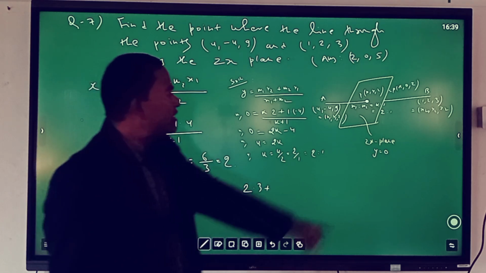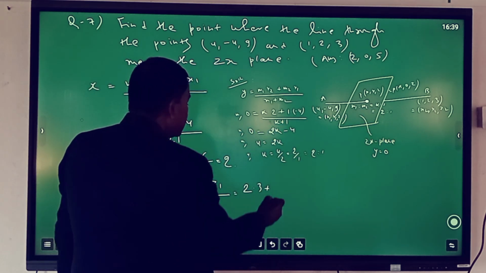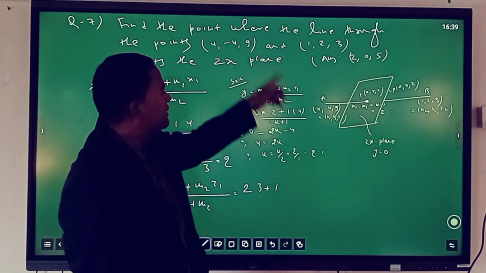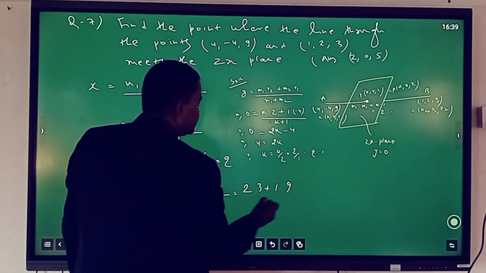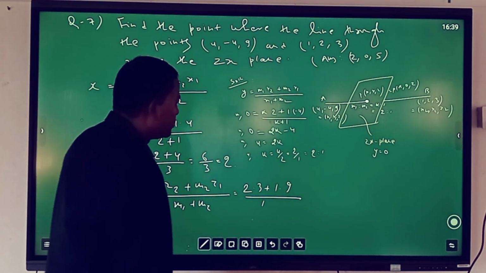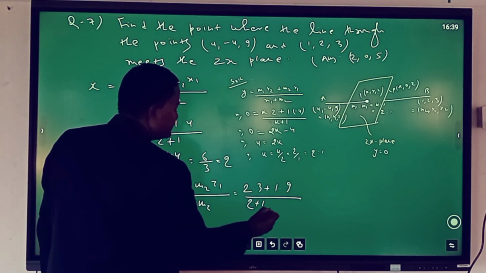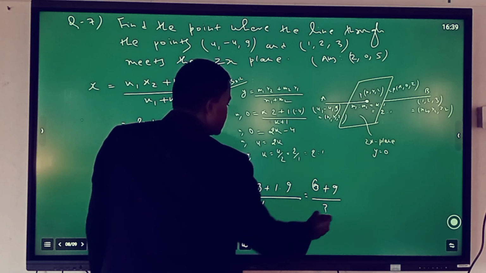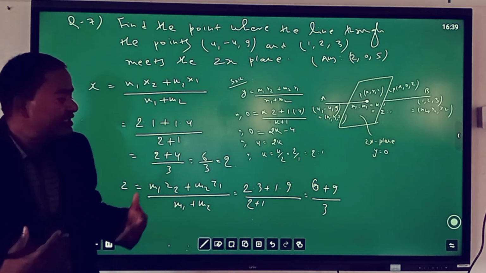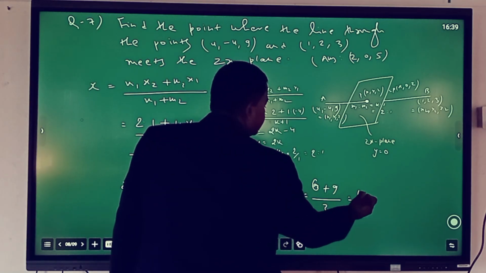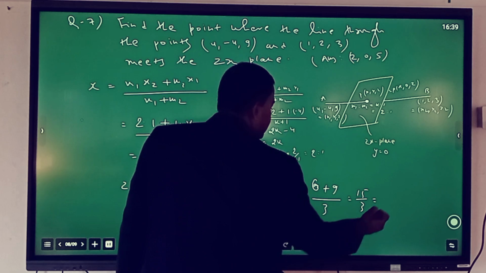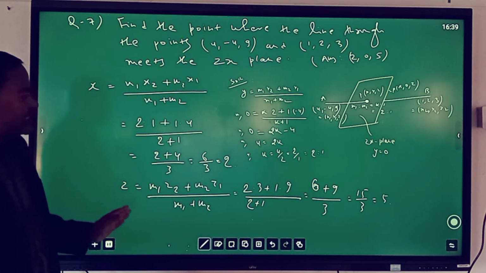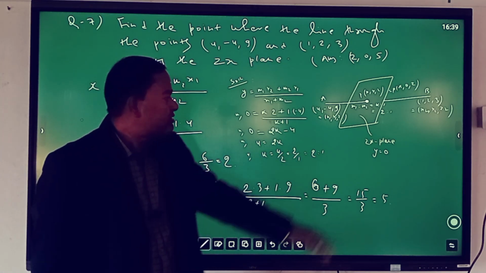Plus m2, the value of m2 is 1, times z1, sorry, the value of z1 is 9. m1 plus m2 means 2 plus 1. 6 plus 9 divided by 3, we get 15 by 3, which is equal to 5. So dear students, we have found the value of x and z, and the value of y is already 0.